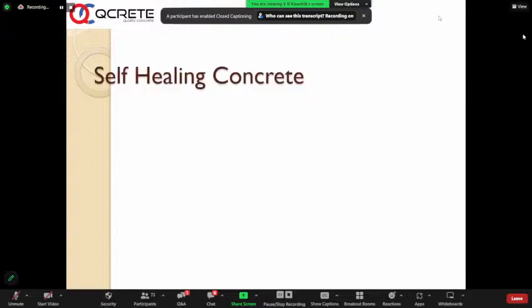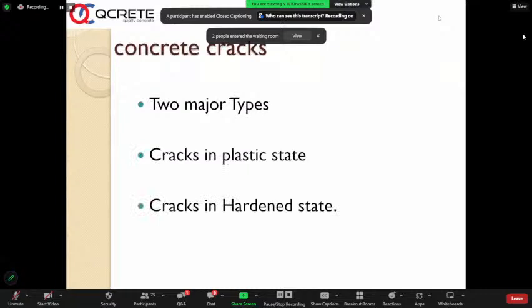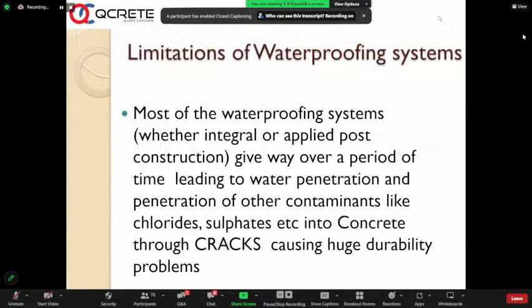So I can say one of the most important steps has been taken by one of the scientists, Dr. Henk Jonkers, to produce and give to the world what is called self-healing concrete. There are different kinds of cracks, plastic state cracks and hardened state cracks, and both may cause durability issues if not attended to. And most of the waterproofing systems give way over a period of time, leading to water penetration and penetration of other contaminants like chlorides, sulfates, etc.